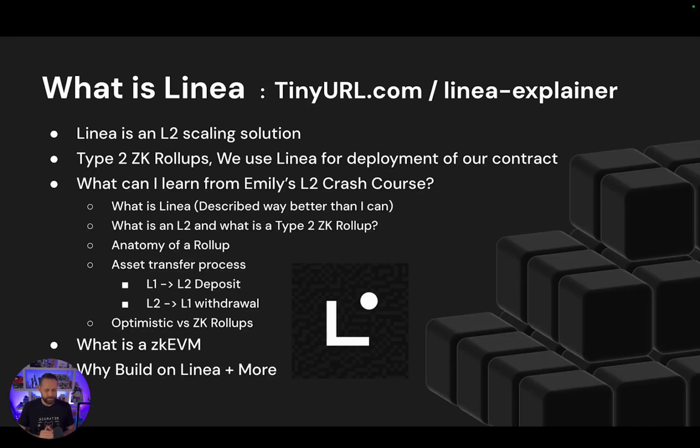So what is Linea? Well, Linea is an L2 scaling solution. It's a type 2 ZK rollup. We use Linea for development of our contract in this project. Basically, an L2 is a separate blockchain layer that increases the transaction speed and throughput while partially deriving its security from the Ethereum EVM. So it pulls that execution layer away from L1.